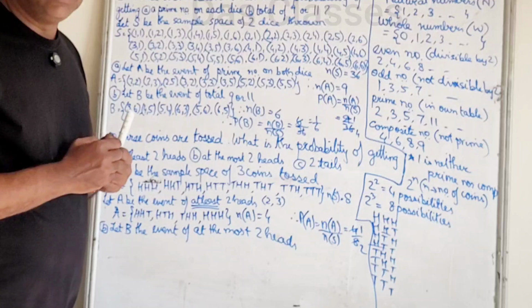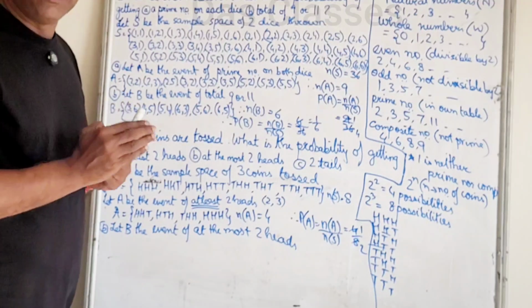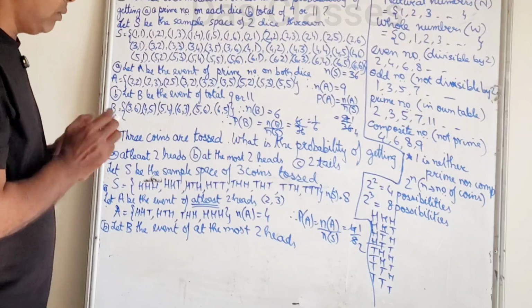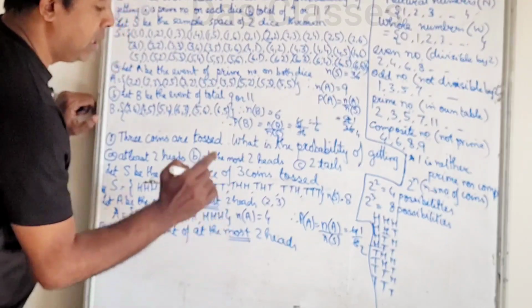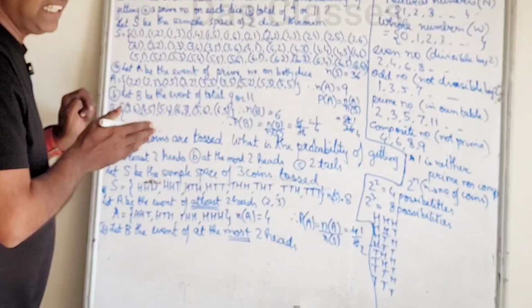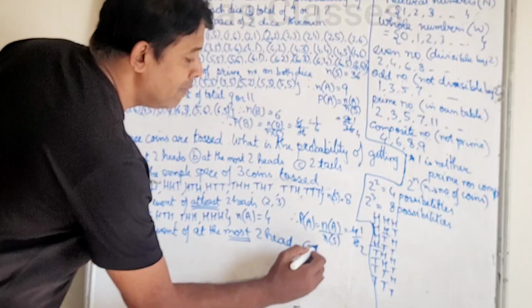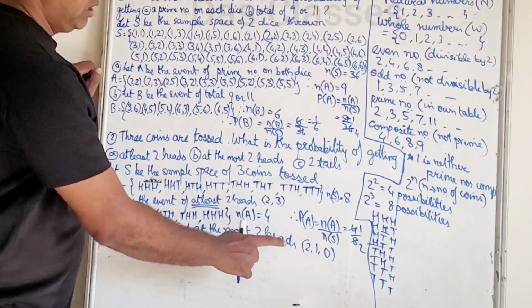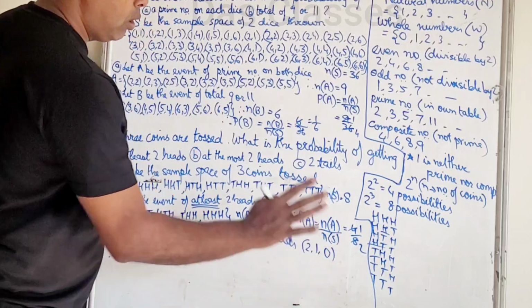Here students make a mistake, they take it till 1. It's not till 1, you have to take the 0 value also. So that is the mistake which is done. When you say at the most, that value and the values less than that, that is 2, 1, and don't stop at 1, 0 also has to be taken. So you have to take 2 heads or 1 head or 0 head.